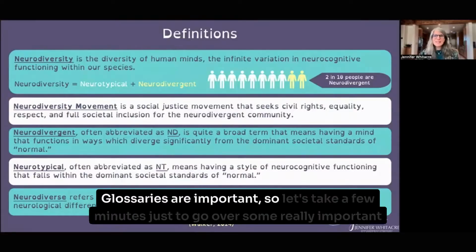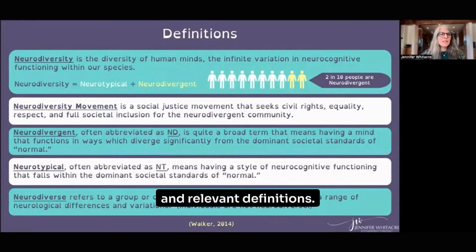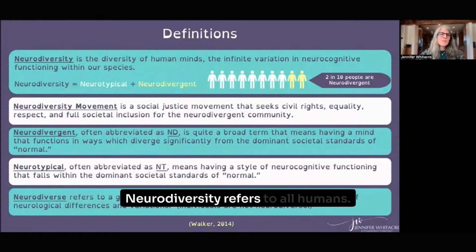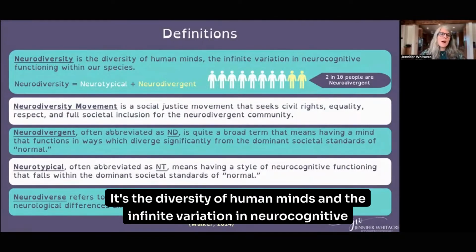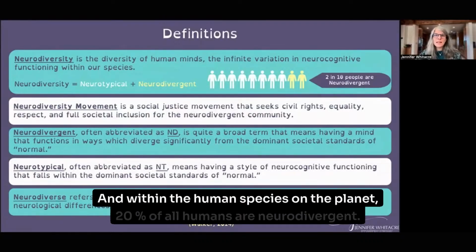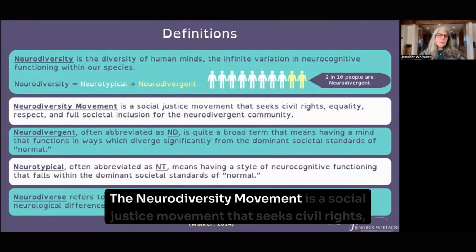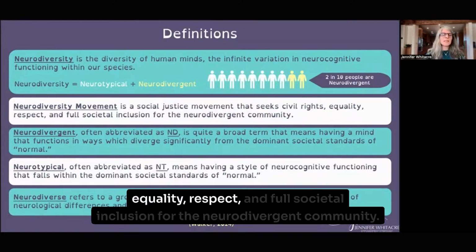Glossaries are important, so let's take a few minutes just to go over some really important and relevant definitions. Neurodiversity refers to all humans. It's the diversity of human minds and the infinite variation in neurocognitive functioning within our species. And within the human species on the planet, 20% of all humans are neurodivergent. The neurodiversity movement is a social justice movement that seeks civil rights, equality, respect, and full societal inclusion for the neurodivergent community.